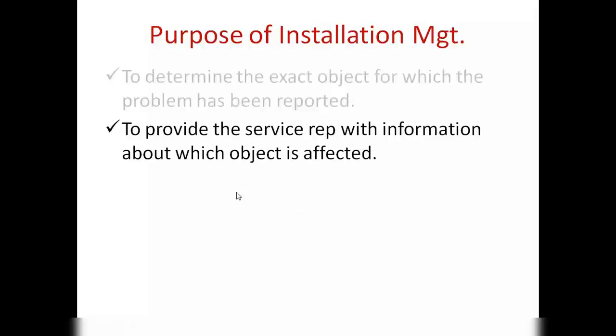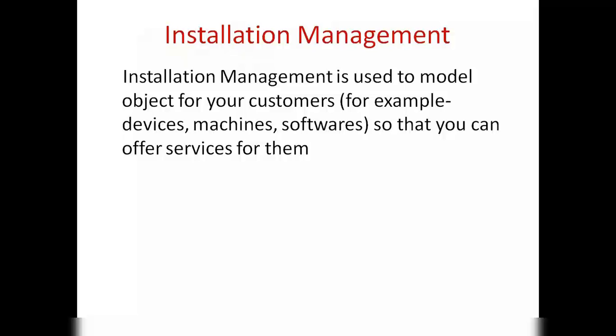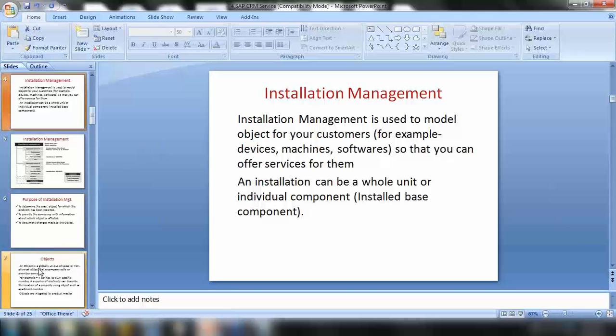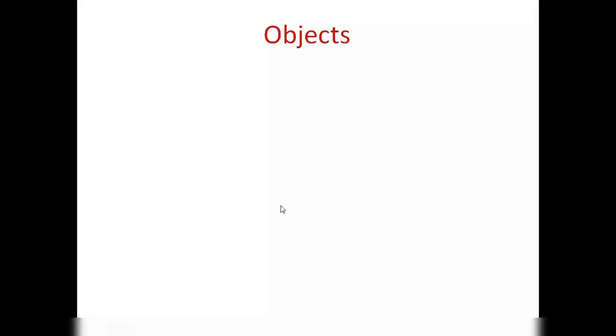Now there are two things within install base: install base and objects. Now you understand what install base or installation management is. Now we'll study what an object is. In simple words, objects are like products, but they are unique products. There's something in that product that is unique, which will make it different from others.